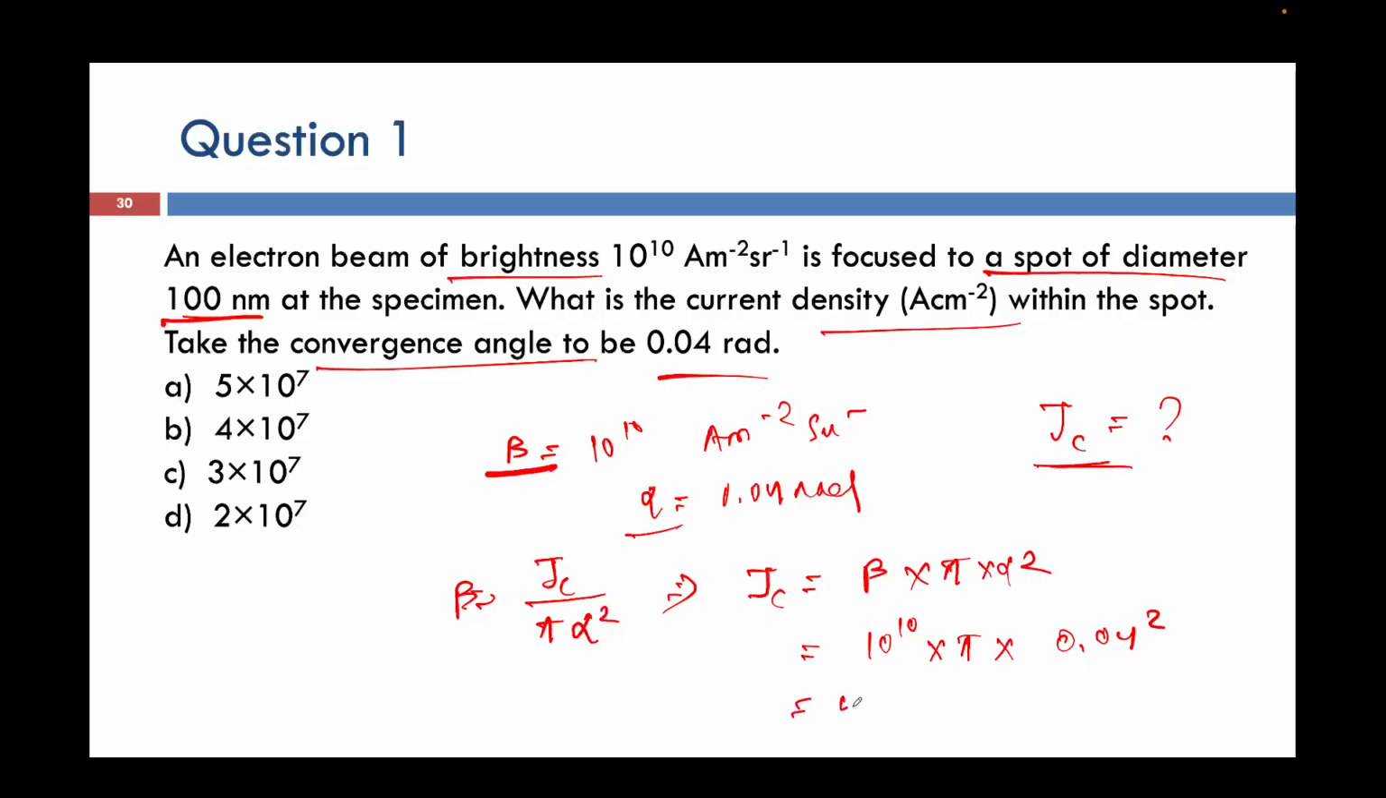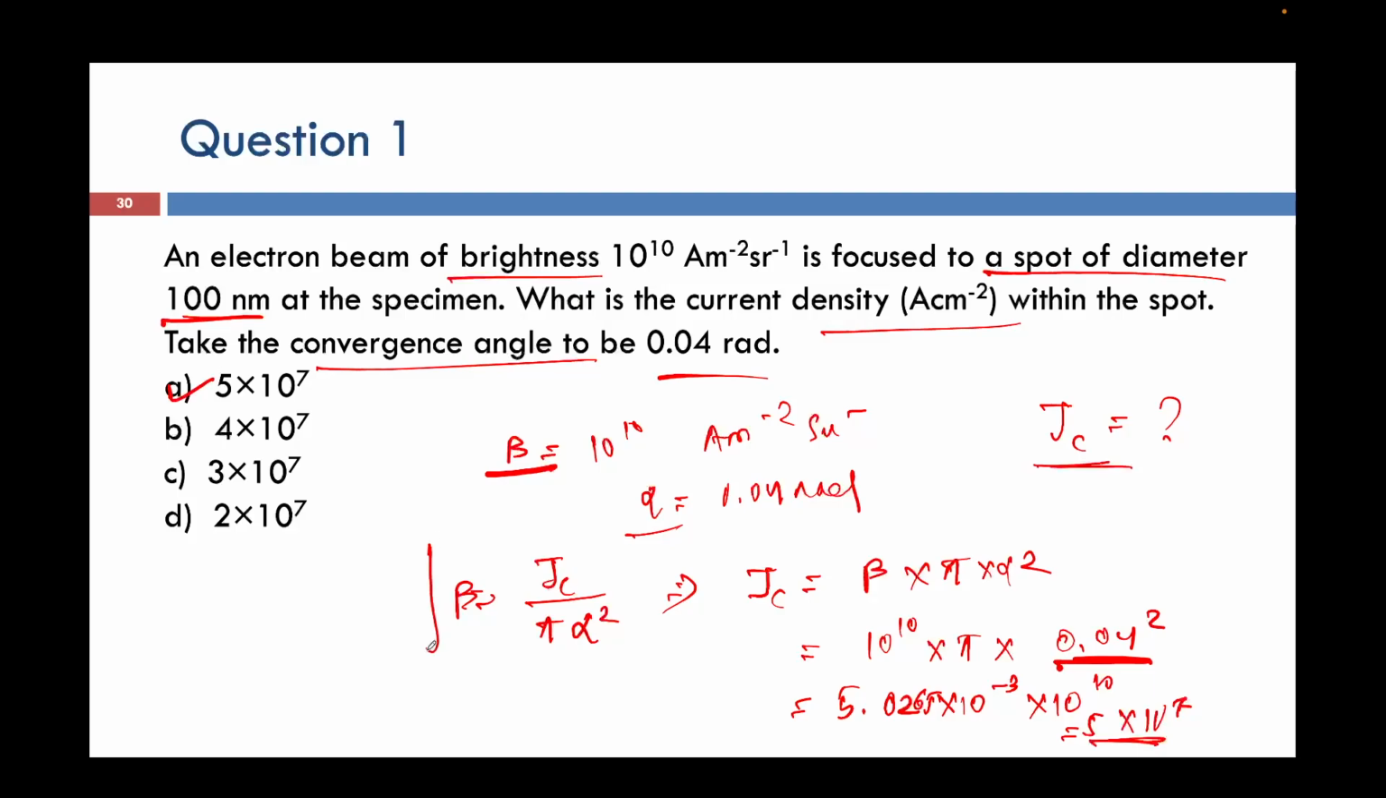The answer is coming 5.0265 into 10 to the power minus 3, into 10 to the power 10. So it will be 5 into 10 to the power 7. A is the answer. Just check your calculation, somewhere you might have missed something. Here 0.04 square is there, just take that into calculation. So A will be the answer in this case.